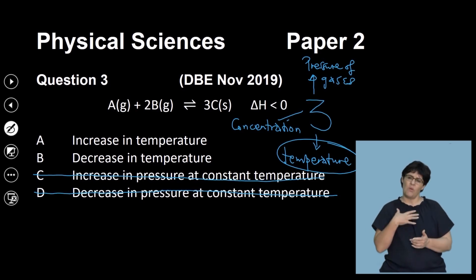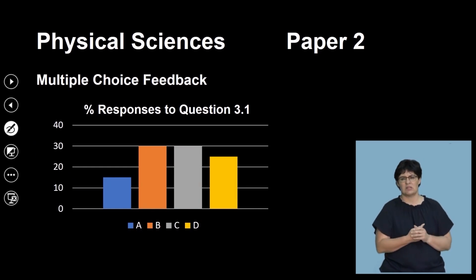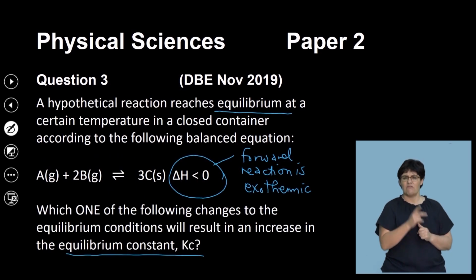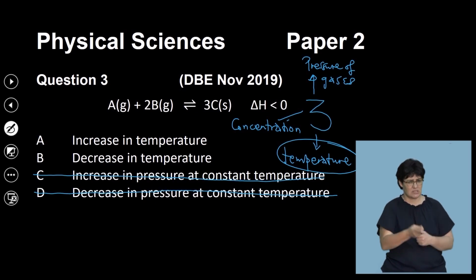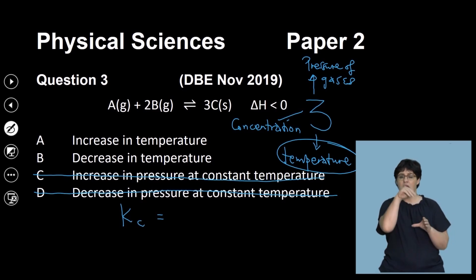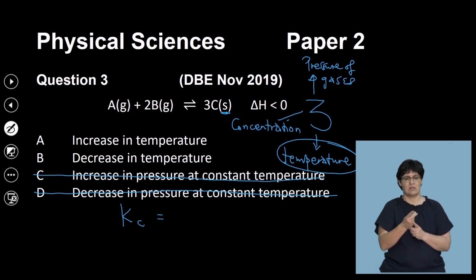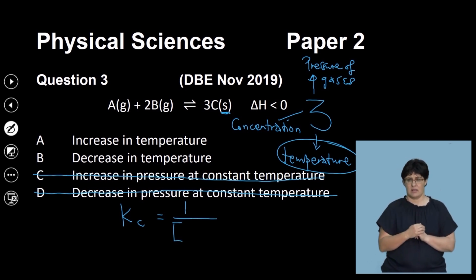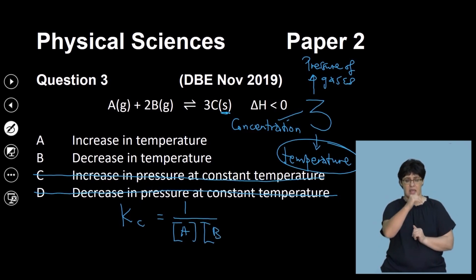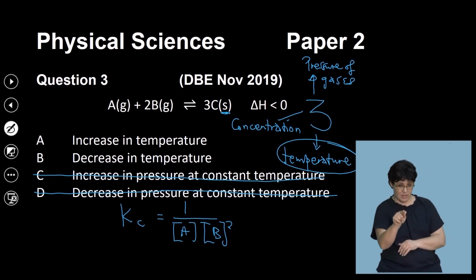I'm tempted to talk about the Kc expression, right? So if we talk about the Kc expression in this case, we're not going to include this product, which is carbon, because it's a solid. So we shall give it a concentration which is constant of 1, and then we've got A, okay? And then B, do not forget, B must be squared. So this is our Kc expression in this case.